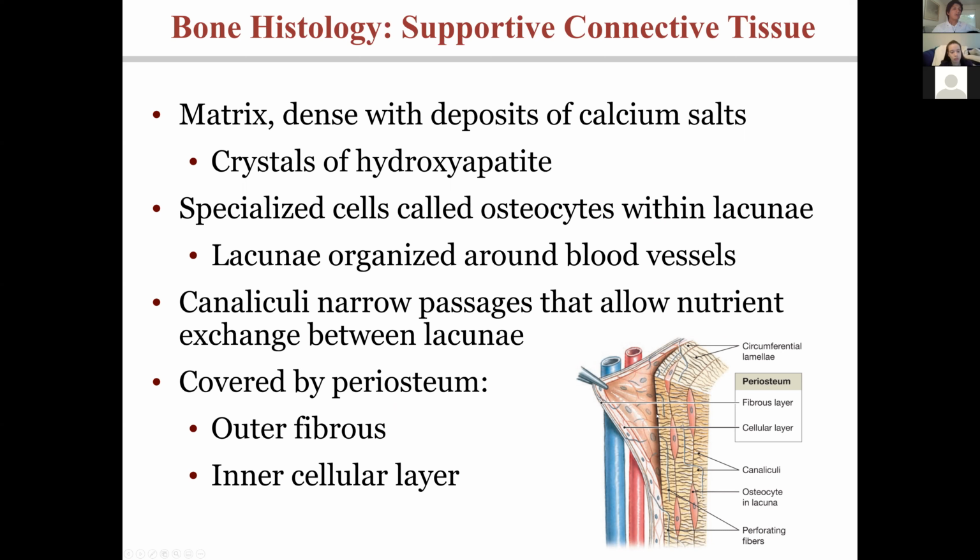Bone is going to be covered by a periosteum, and here we have a view of the periosteum. It contains an outer fibrous layer and an inner cellular layer. This periosteum will be present throughout all of the bone except at the level of the joint. And here we have the blood vessels providing vascular supply to these osteocytes that reside within these lacunae.